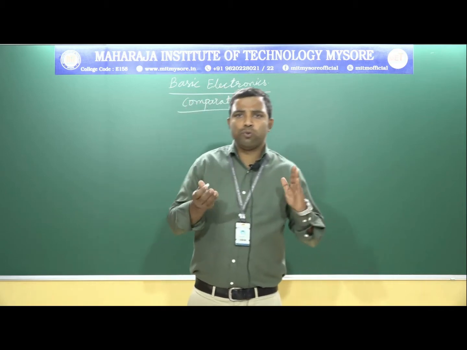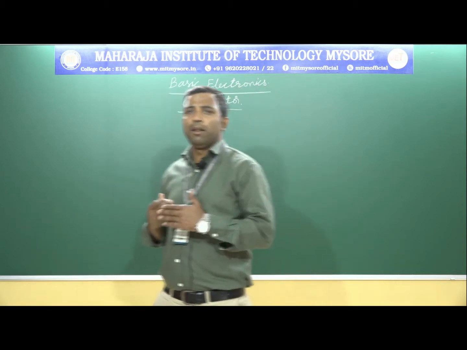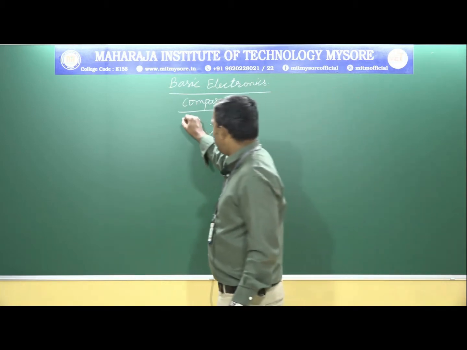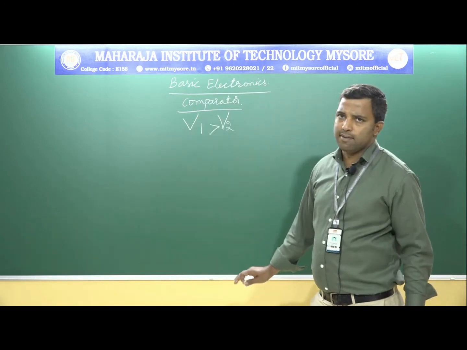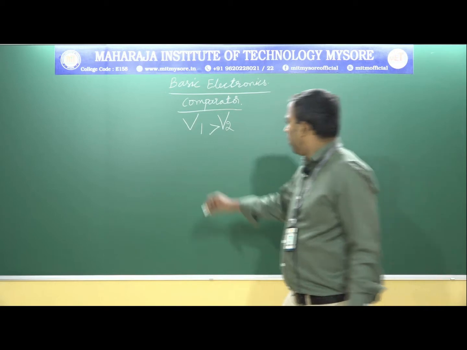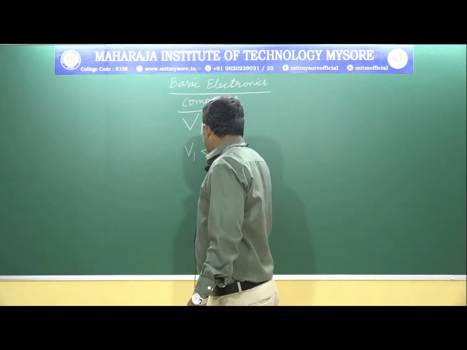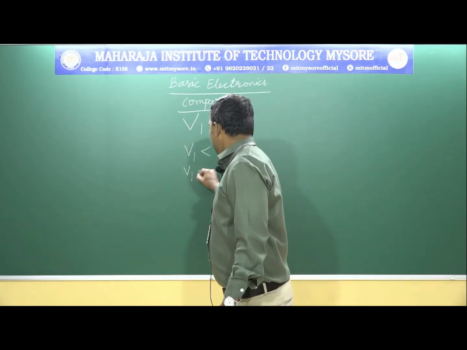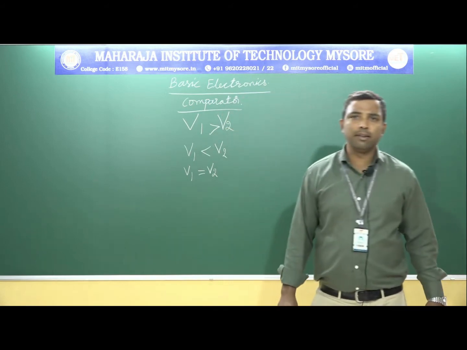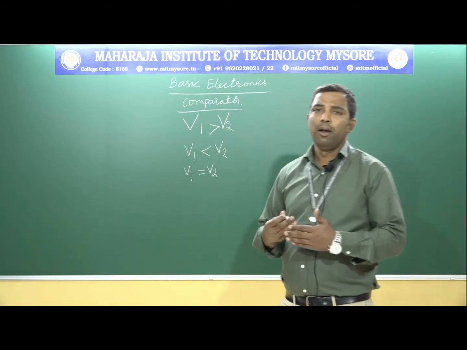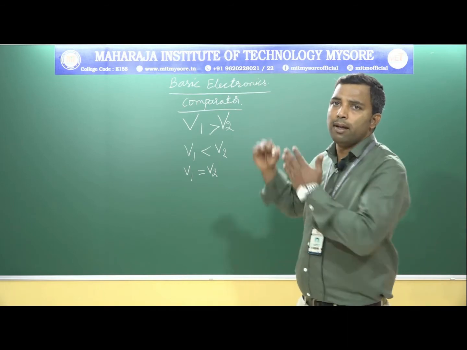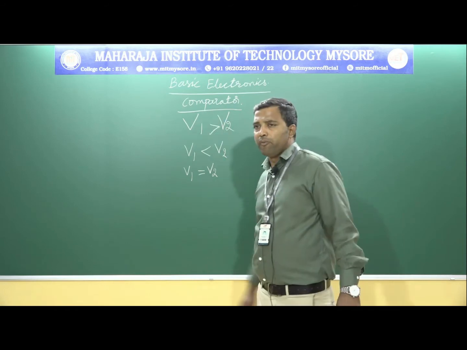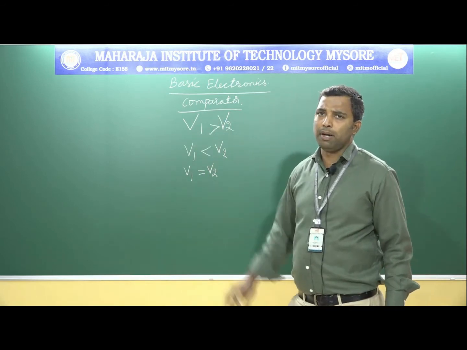If you compare those two, the possible combinations are, consider two inputs V1 and V2: V1 is greater than V2, or V1 is lesser than V2, or V1 is equal to V2. These are the three possible combinations of outputs from the comparator circuit. This operation is performed with the help of the op-amp in the comparator circuit.